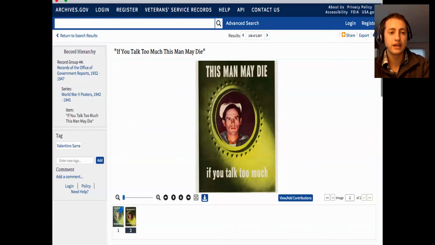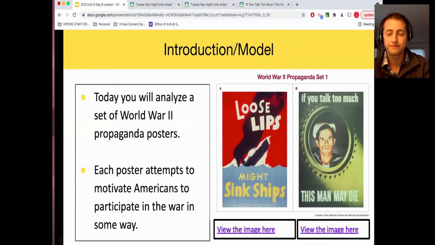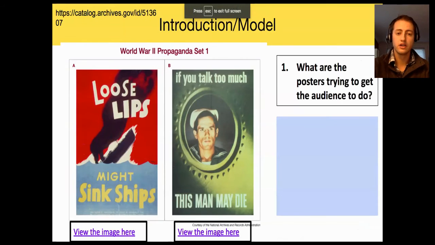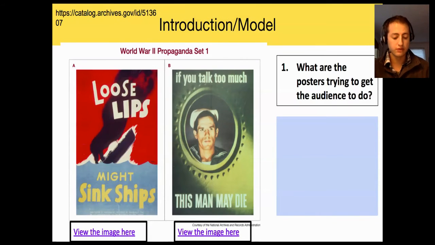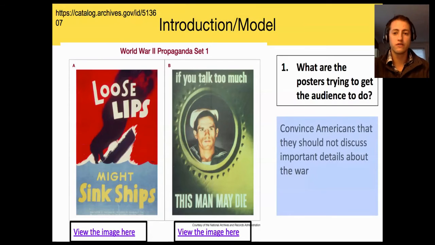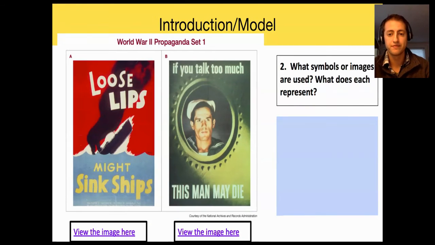So when we go back into our slide deck, we've got three questions to answer. The first, what are the posters trying to get the audience to do? So like we said, these posters are focused on convincing Americans that they can't discuss the details of the war, even though it might seem harmless at the time.